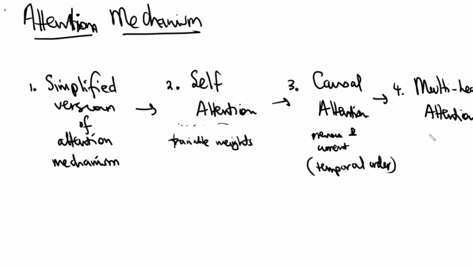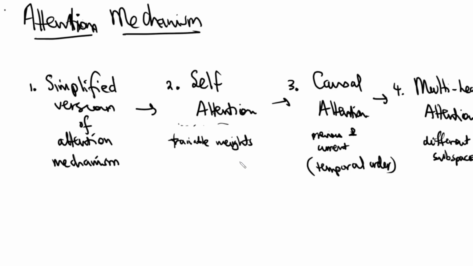And then multi-head attention will now be an extension of self-attention and causal attention, which enables the model to simultaneously attend to information from different representation spaces. So here we have different subspaces. So it will attend to information from different subspaces like that.